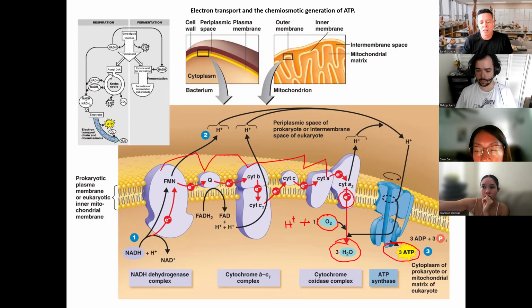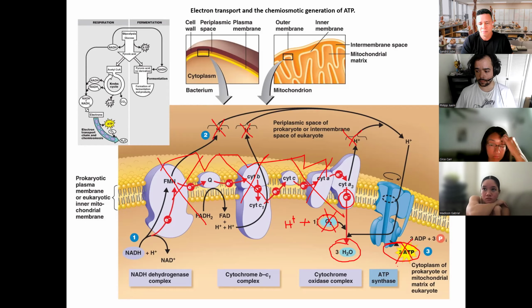What happens if we don't have oxygen gas, guys? If we don't have oxygen gas, the entire electron transport chain will stop. If the electron transport chain stops, the movement of hydrogen ions across the membrane will stop. If there are no hydrogen ions, ATP synthase cannot generate ATP, because it needs the power from the movement of the hydrogen ions across in order to synthesize ATP.